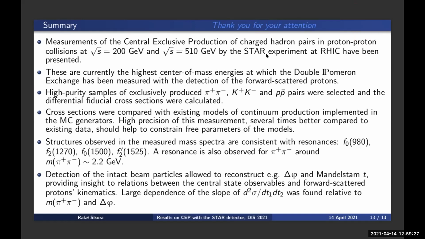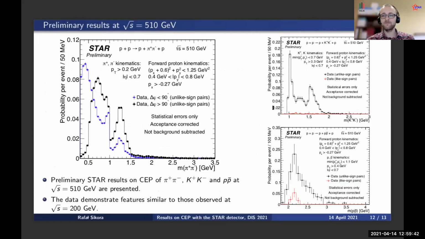Rainer? Yeah, I wanted to ask you about the comparison of the 200 and 500 GeV data. I see a big difference in the kaon spectra. You have a very strong signal at 500 GeV in the invariant mass of K plus K minus at the phi, and that is absent in the 200 GeV data. Do we have an explanation for this?